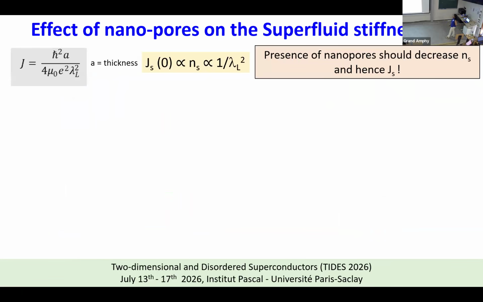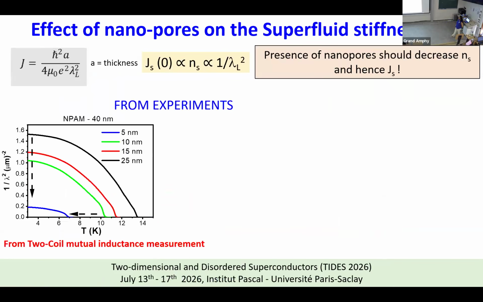Now, the effect of nanopores on the superfluid stiffness. As we already said, the presence of nanopores should decrease the superfluid density and hence the superfluid stiffness, and this is what we see over here. As you reduce the thickness for the 14 samples, you can see a decrease in the JS, but also a decrease in the TC.